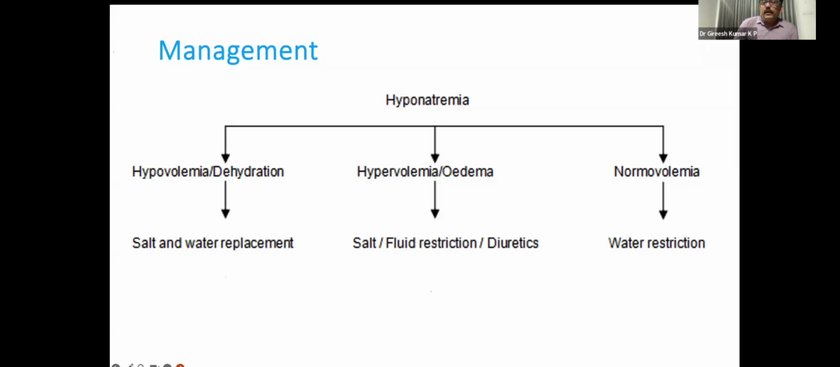And normovolemia also. By normovolemia, I mean that here it is SIADH. In SIADH, the treatment is actually water restriction because there is water retention in the body.